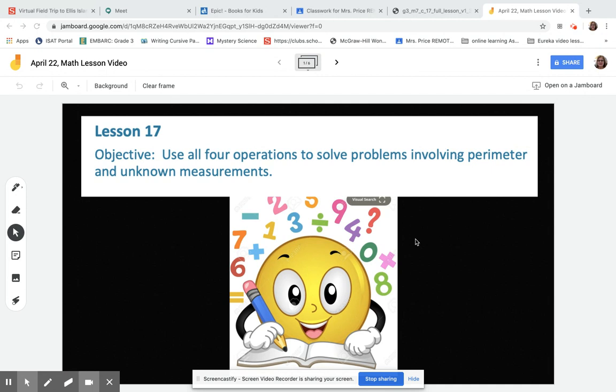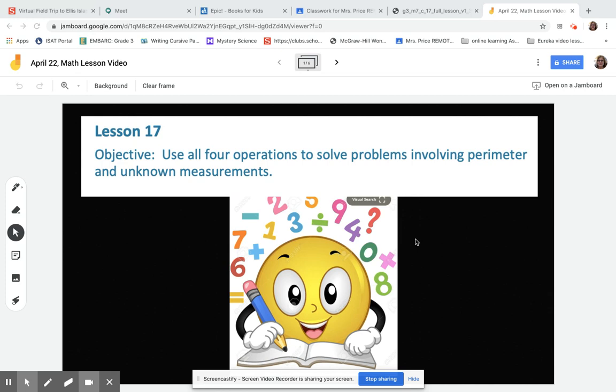I hope you will pay close attention to our math lesson today because you are going to be receiving brand new material. Things that we haven't learned before will be in today's lesson. So it's really important that you pay close attention. So today's objective is that we're going to use all four operations to solve problems involving perimeter and unknown measurements.